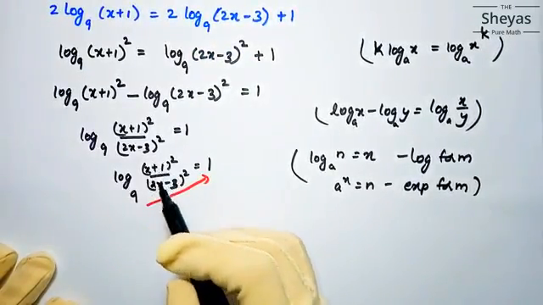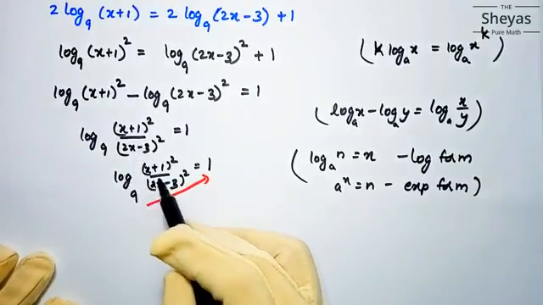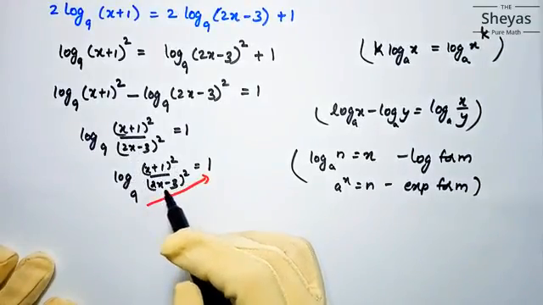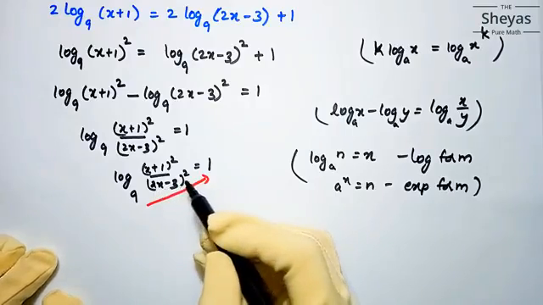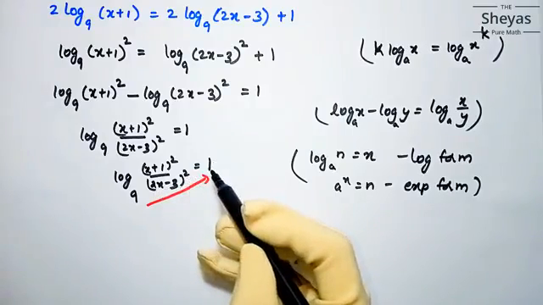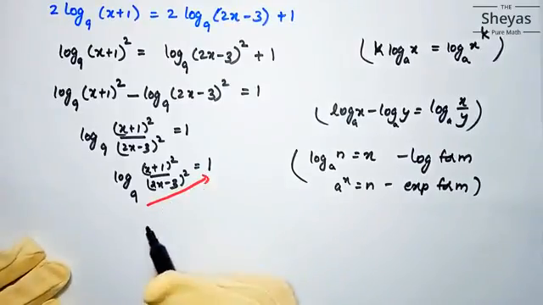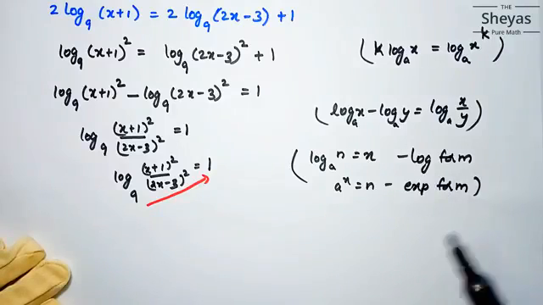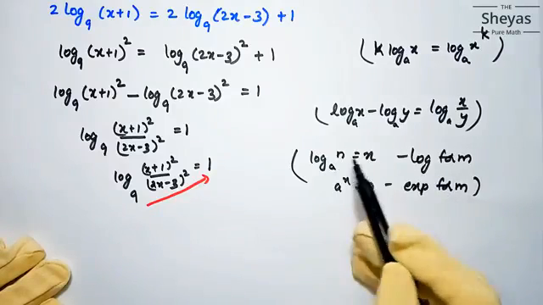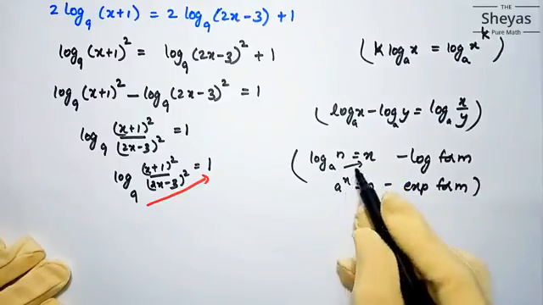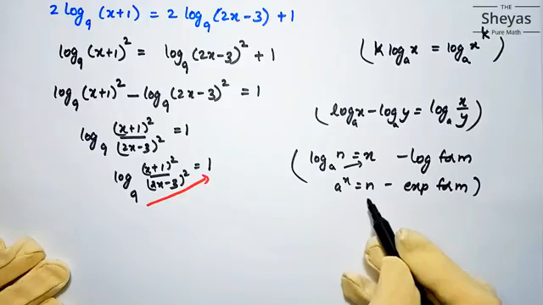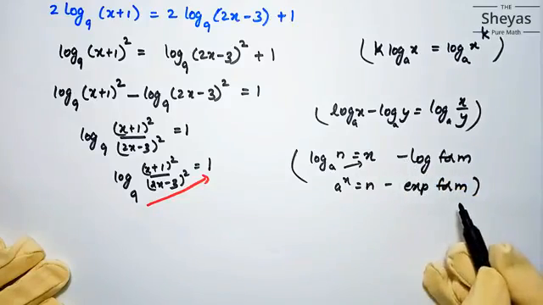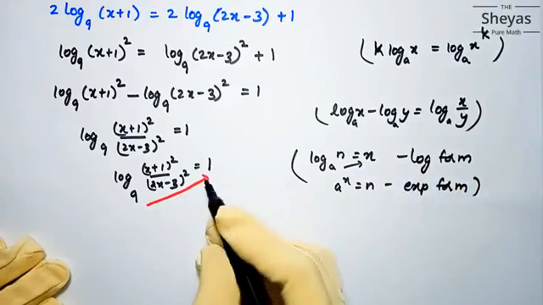So how can I write this? Log to the base 9 of (x plus 1) the whole square over (2x minus 3) the whole square is equal to 1. So we are going to convert this logarithmic form to exponential form, the same thing we have done in previous problems. Keep this arrow in mind: log to the base a of x is equal to n, so a power n is equal to x. This is logarithmic form and this is exponential form.